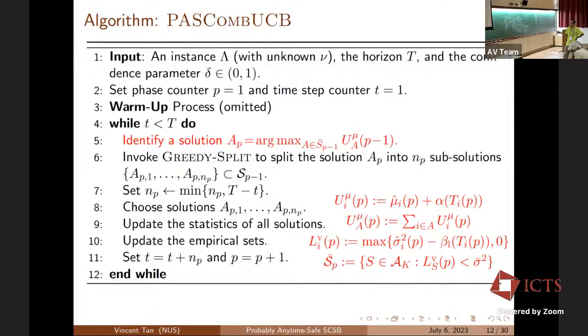This means the upper confidence bound on the mean of the solution A. The upper confidence bound of a solution A is basically the sum of the upper confidence bounds of each one of the items within solution A. So that's a number. We're going to maximize that over all possible subsets that are currently admissible. What is the meaning of currently admissible? Currently admissible basically means that they are possibly safe. Possibly safe means that the lower confidence bound on the variance should be less than sigma bar squared.